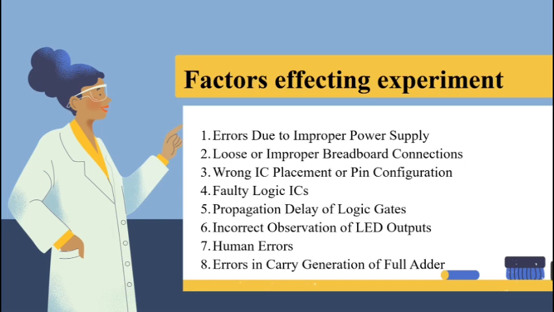Fourth one, faulty logic ICs. A damaged or defective logic gate IC can produce incorrect outputs even if the circuit is wired correctly. ICs may be damaged due to electrostatic discharge, overheating, excessive voltage, mishandling, or repeated use in lab sessions. To prevent this, test ICs before use. Replace suspected faulty ICs. Handle CMOS ICs carefully using anti-static precautions.